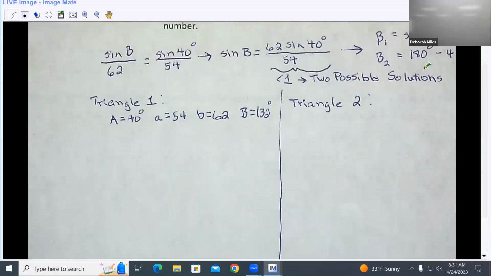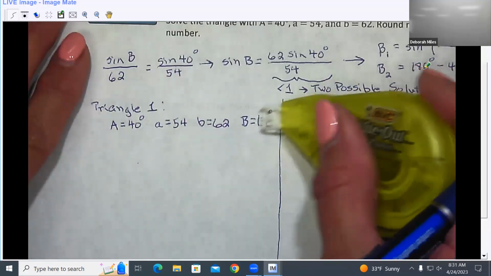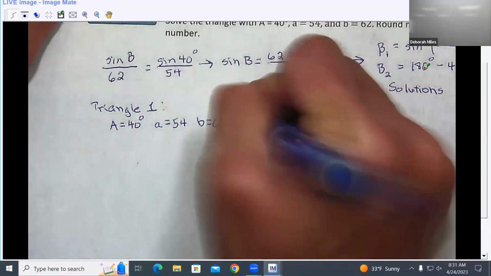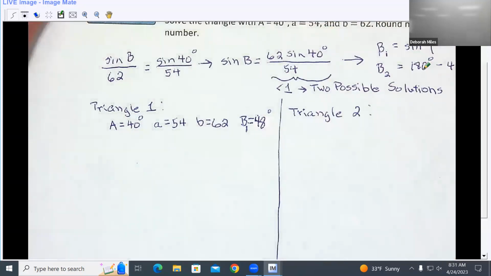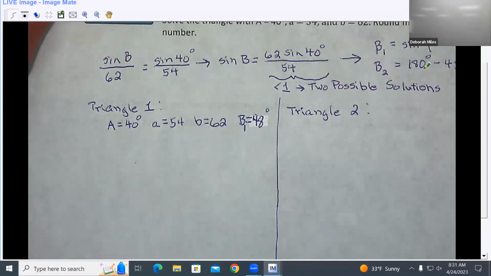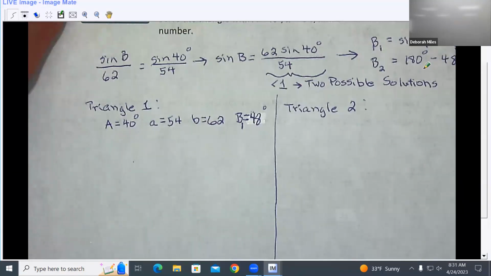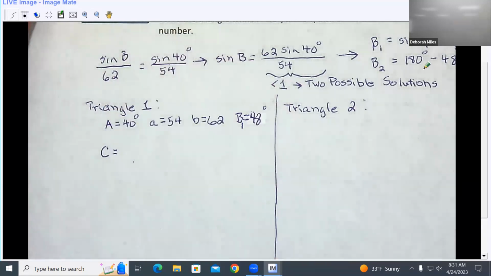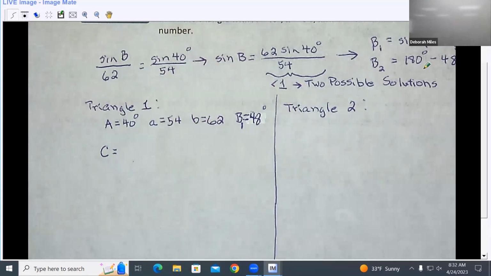It doesn't matter which one you find first. I could have found the 132, but I don't know why I did that. I just looked up and saw it. B1 is 48 degrees. So what would be the easiest thing to find next? Angle C. And how would I find the angle C? Subtract the 2 angles I know. And you have 180 degrees.